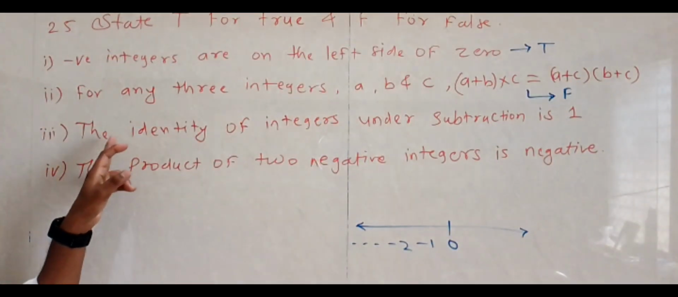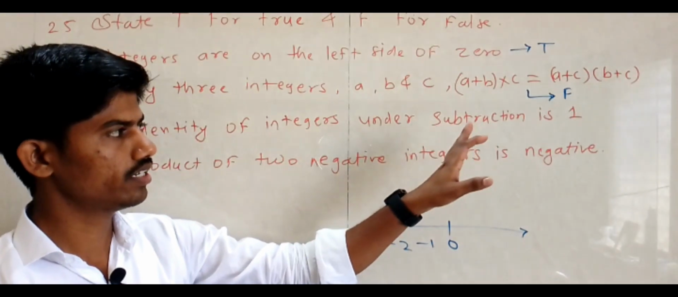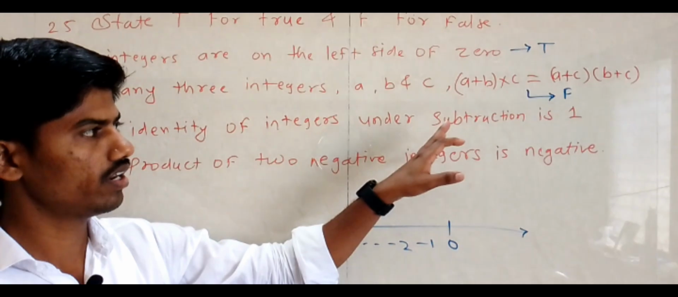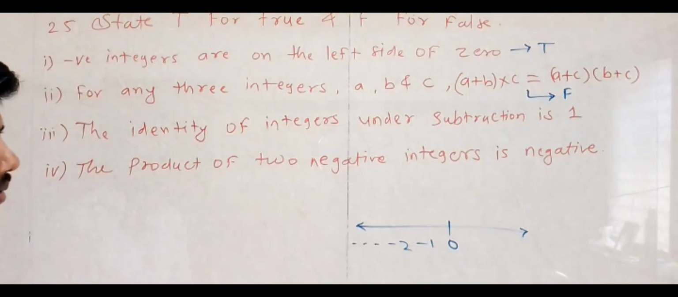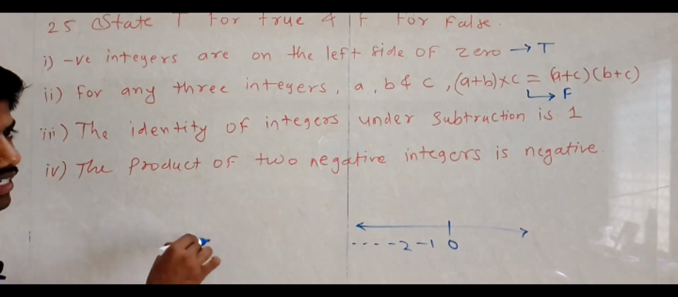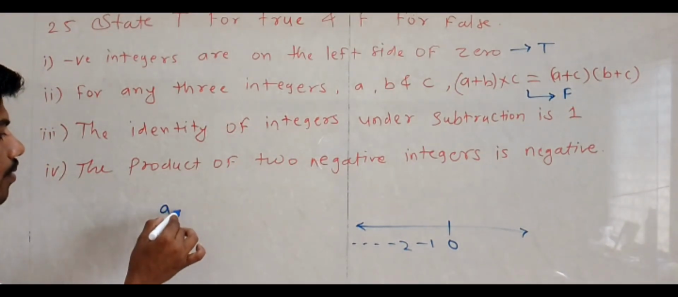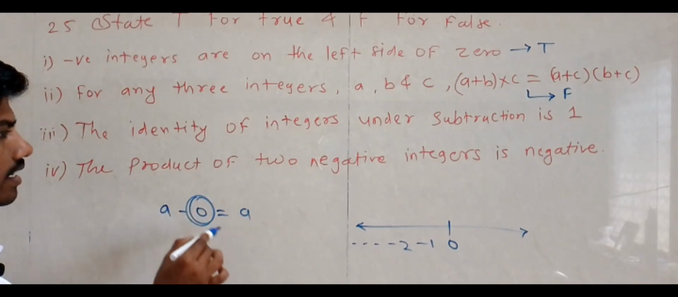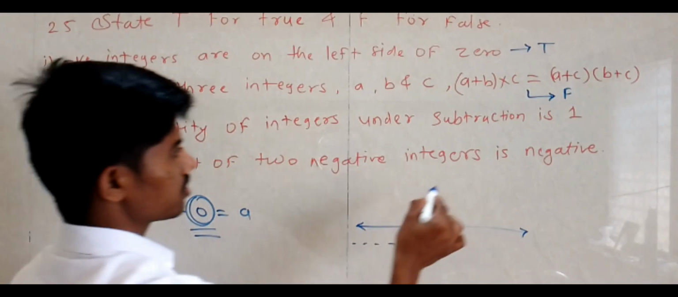Next, the identity of integers under the subtraction is 1. So additive identity or subtractive identity, that is not 1, that is 0. Why? If we want any integer as the answer, that particular integer itself, so suppose a minus 0, it becomes a. So subtractive identity is not a 1, it's a 0. So this one is also a false one.